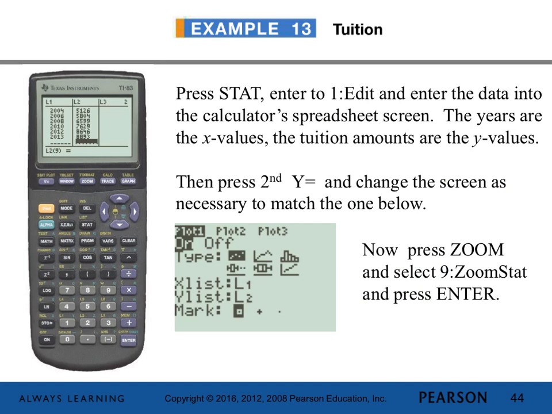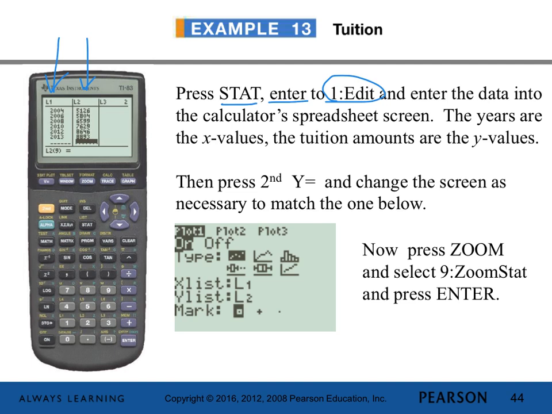If you've had prob and stats, you already know how to do this. If you haven't had prob and stats, I will be demonstrating it in class and in another recorded lecture that walks through the steps on the calculator. This is simply for review. What you're going to do is press your stat button, and then choose enter, which makes the choice edit, and you're going to enter the data that you have from that list into list 1 and list 2. The years are the x values, the tuition amounts are the y values.